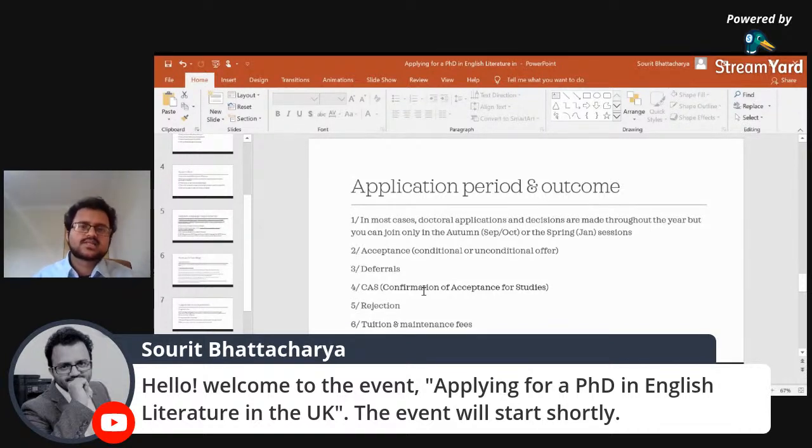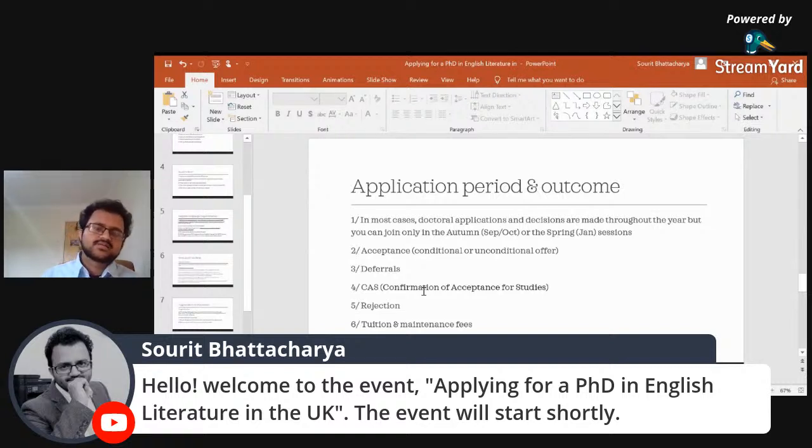So mostly you can do an application at any time you want, not a problem, but you will only be given offers or be allowed to join only in the autumn or in the spring sessions, either in September or in January. Remember that. Even if you've got an offer in March, you have to wait till September to join. Okay, so when you are done with the application and you've been given an offer, either you accept the offer, or you defer, or you reject.